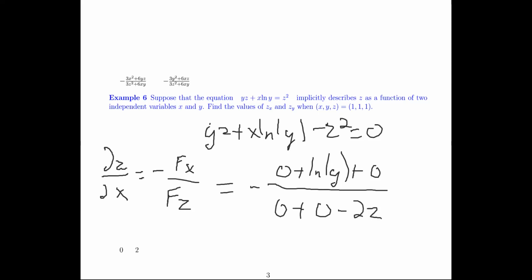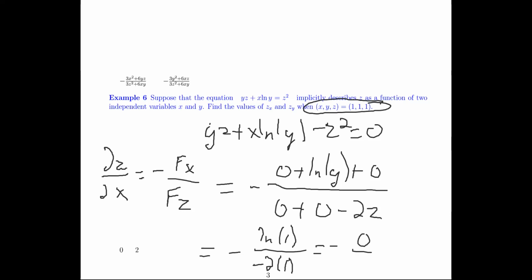Plug in all of your values. So this is negative of ln of 1 because we're given that y is 1, all over negative 2 times 1. Well, this is negative of 0 over negative 2, which is just 0, which we have right here.